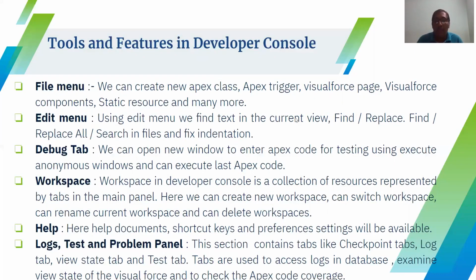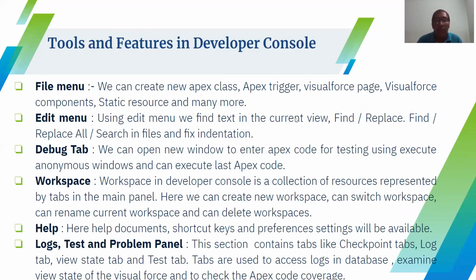File menu: with the help of file menu, I can create a new class. I can write an Apex trigger. I can create my Visual Force page. I can write my Visual Force components, static resources, and many things we are able to do with the file menu, save as, open an existing file, all those things. Whereas coming to edit menu, it is mainly used for editing. We can find text in the current view, find replace all, search the files, and fix the indentation, all those things we can do with the edit menu.